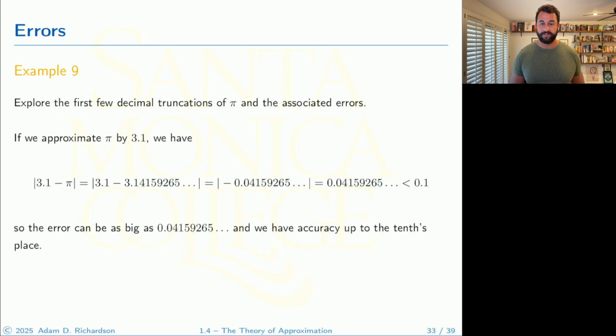Let's go down a little bit. Let's approximate pi by 3.1, and let's look at the accuracy there. So same thing, the distance between the exact value and our approximation. Here's that subtraction.